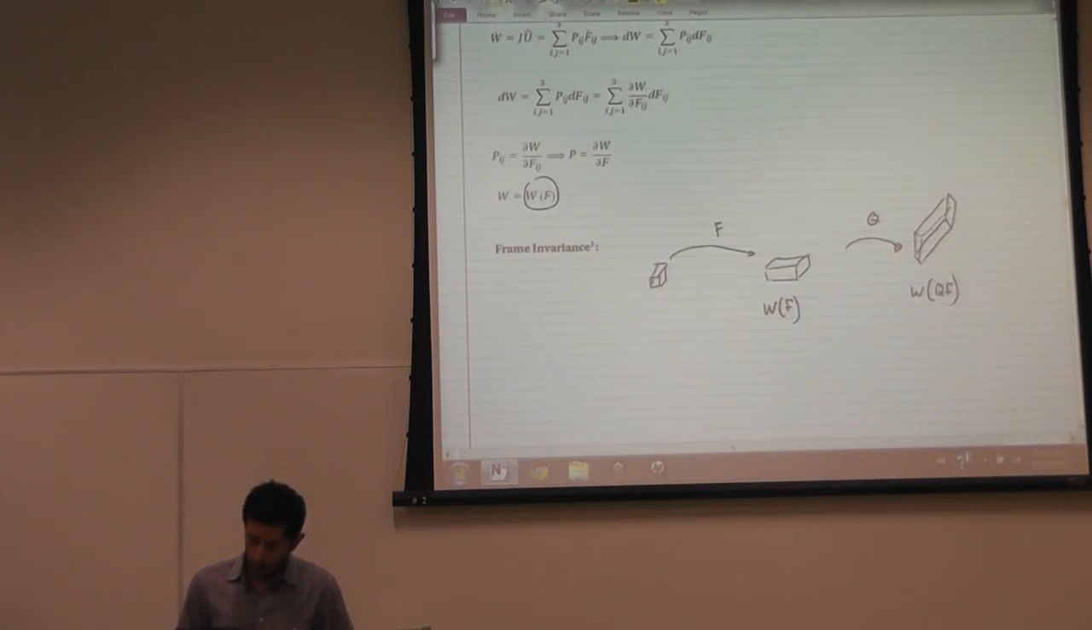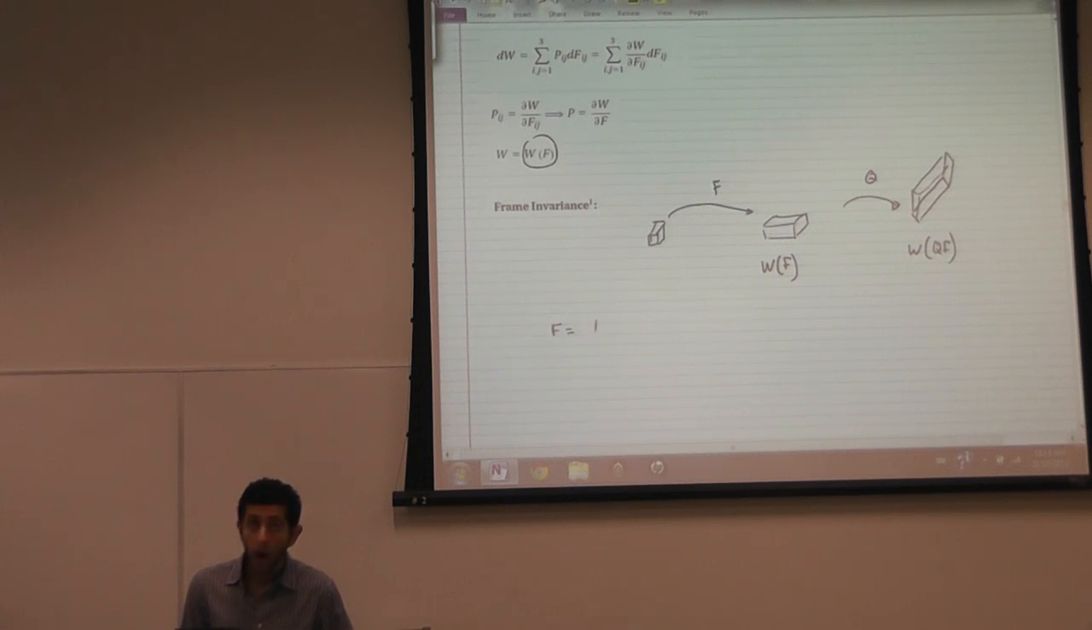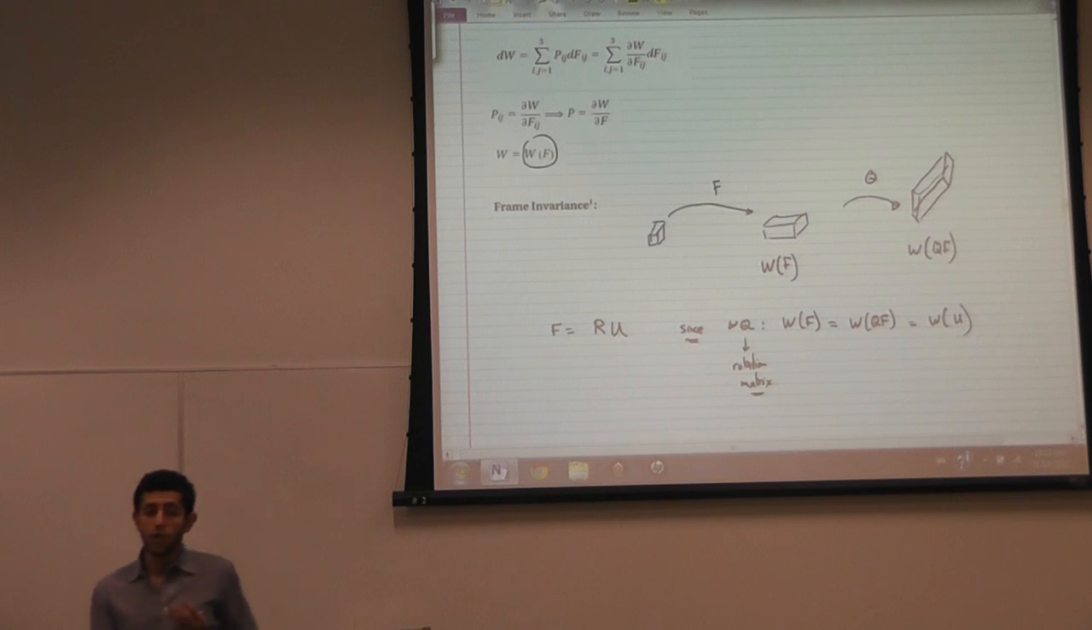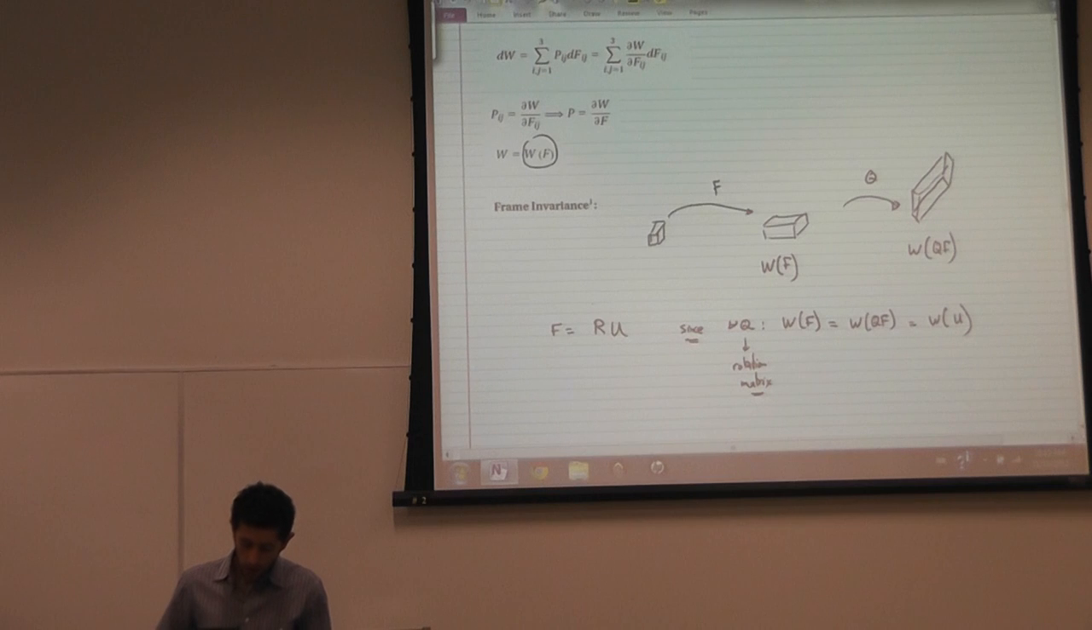Now if you remember what F is, F was equal to R multiplied by U. Since for every Q, W of F is equal to W of QF, where Q is a rotation matrix, then I can always choose Q equal to R transpose, so this is equal to W of U, which means that the form of this energy does not need to be a function of R, but needs to be a function only of the square root of F transpose F. Otherwise, that form of the energy will not be correct.